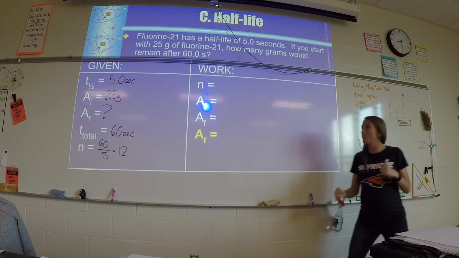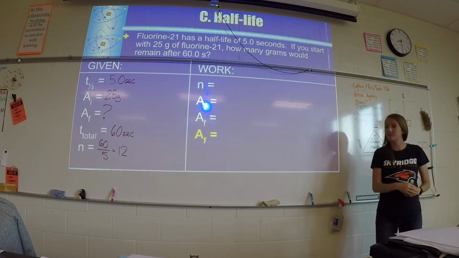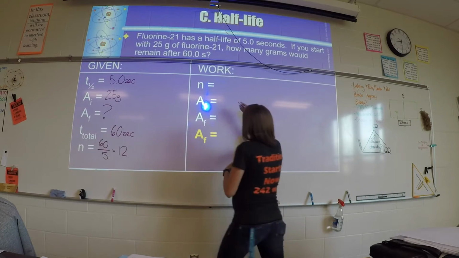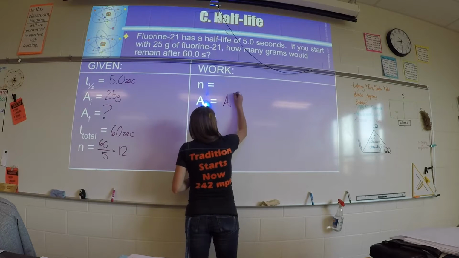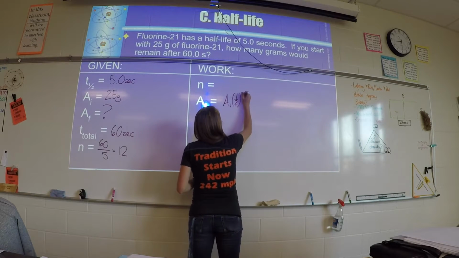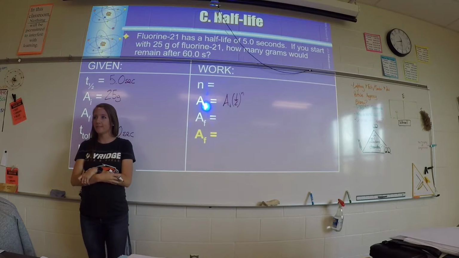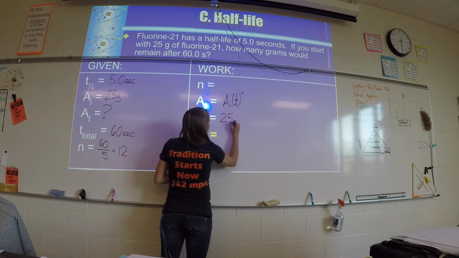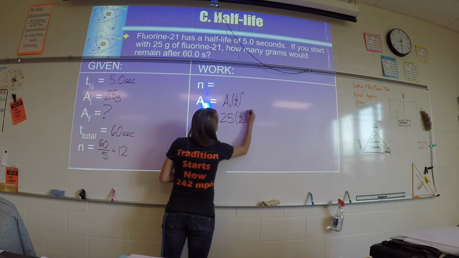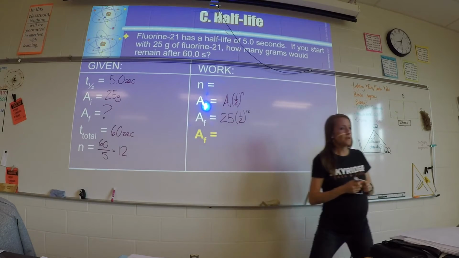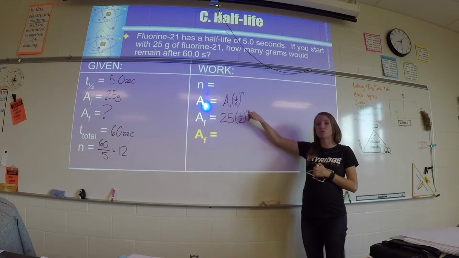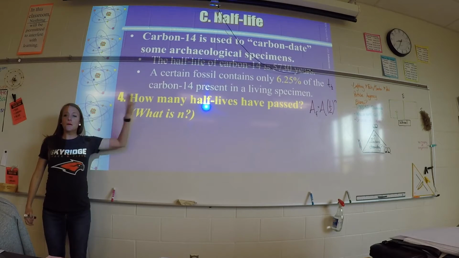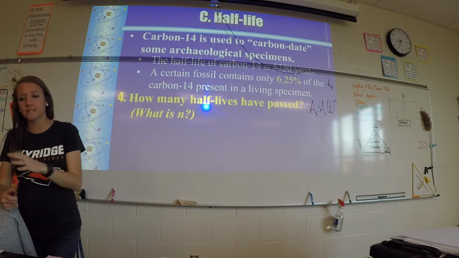All right, so now we're going to use the equation to help us solve this because of how big our n is. So our equation is, just a reminder, you take the initial and then you do 1/2 to the n. So our initial is 25, 1/2 to the 12th. So when you plug this in, do 1/2 to the 12th and then times it by 25.